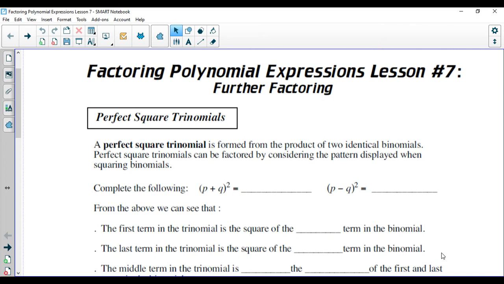Hello, Math 10Cs. In today's lesson, we're getting very close to the end of the unit on factoring. We're up to lesson number 7 now, and we're actually going to break this lesson into two parts.